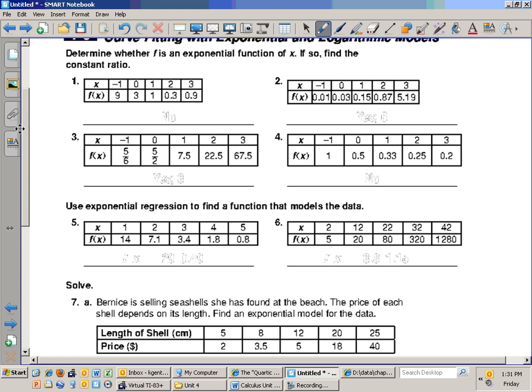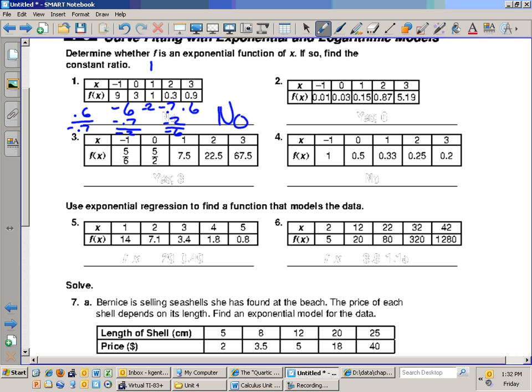First of all, let's determine if we really go up by a consistent constant number. What do we go up by each time in number 1? We go up by 1 each time. But for our outputs, it looks like we go down 6, so I'm going to write negative 6. And we go down 2, so negative 2, negative 0.7, and then up 0.6. So if you were to divide these off, say 0.6 over negative 0.7, and negative 0.7 over negative 2, and negative 2 over negative 6, are those going to be the same? No, they're not. So this is not exponential.